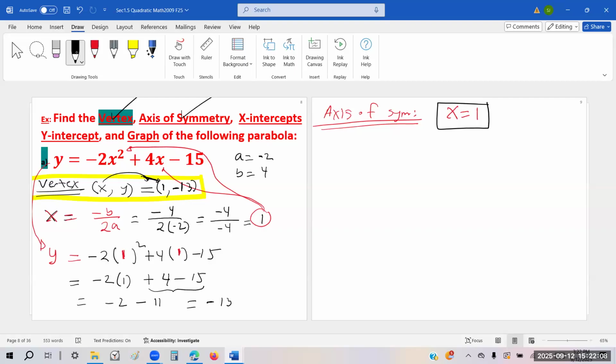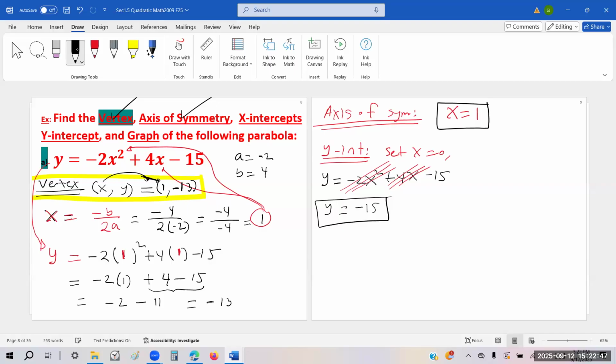Now they are saying find the x-intercept. But before finding the x-intercept, let's find the y-intercept. Y-intercept is much easier. How do you find the y-intercept? Set x equals 0. So in our case, we have y equals negative 2x squared plus 4x minus 15. When you set x equals 0, this becomes 0. This also becomes 0. So what do we have for y? Negative 15. So that's our y-intercept.